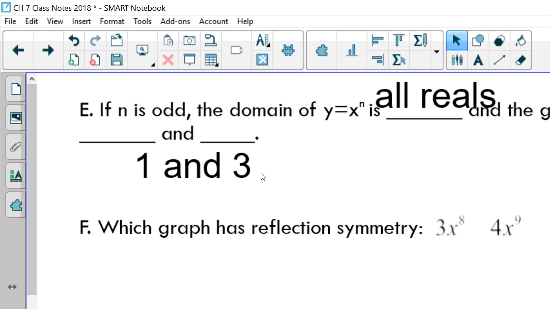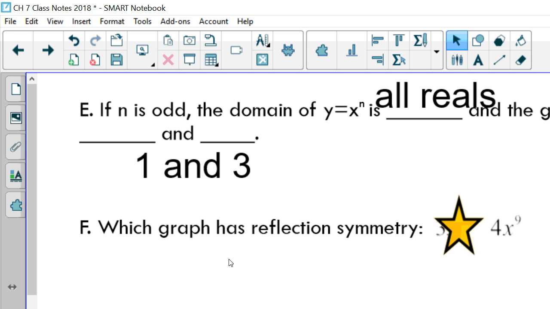Question F, which one has reflection symmetry? So reflection symmetry was an even function. So if I'm looking at an even function, I am looking at the exponent, and that would be y equals 3x to the 8th.